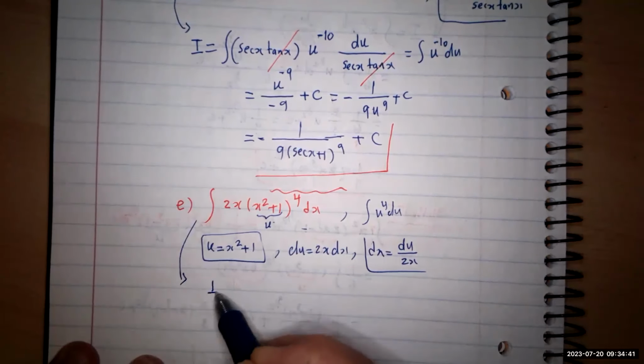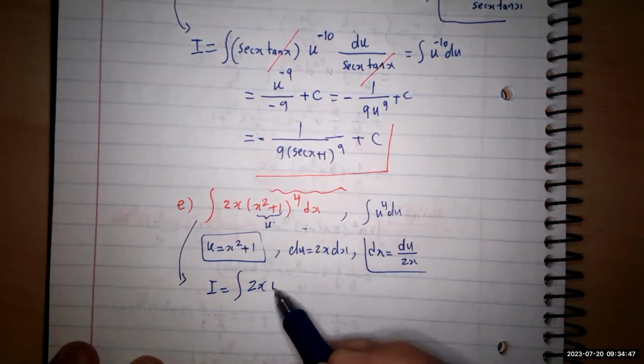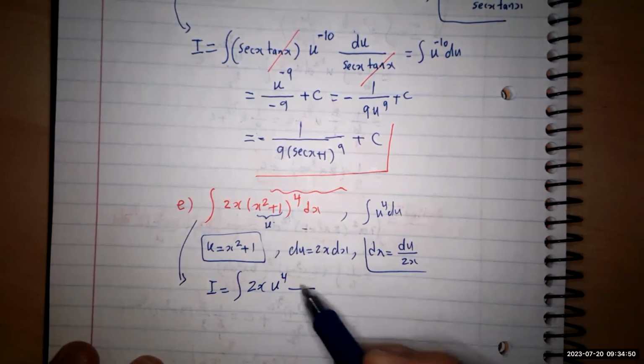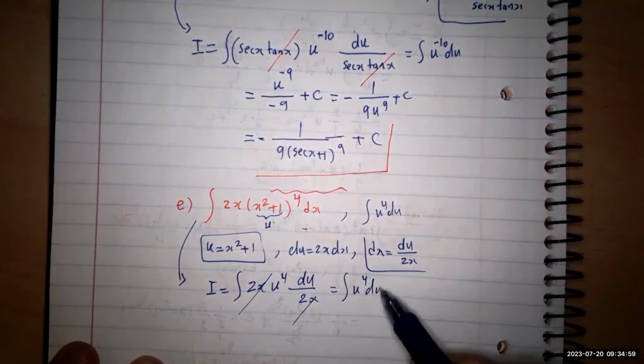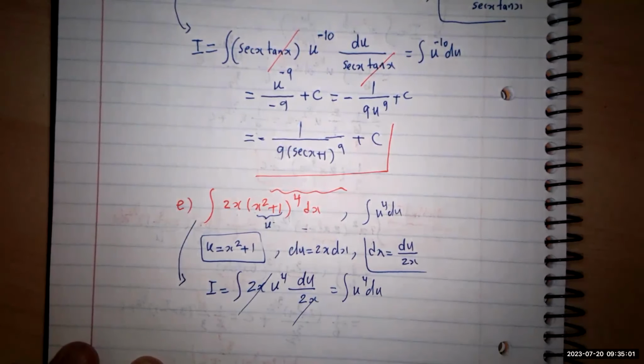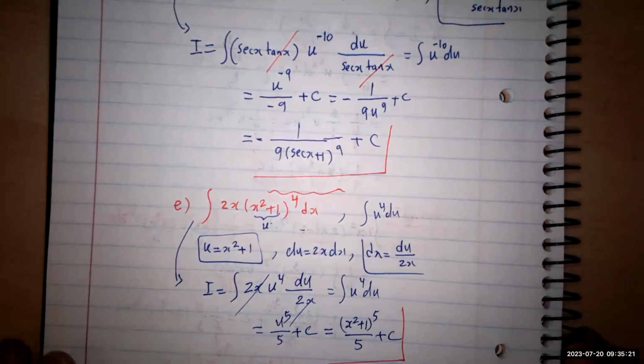If you substitute, you easily get u to the 4th. So I repeat it: this is the 2x, and this is going to be u to the 4th, and dx is du over 2x. So the two cancels out, and we get the target, u to the 4th du. So you integrate it into u to the 5th over 5 plus the constant c. Then of course you substitute for u: x squared plus 1 to the 5th over 5 plus the constant c. So all of them are mostly the same. Any questions?